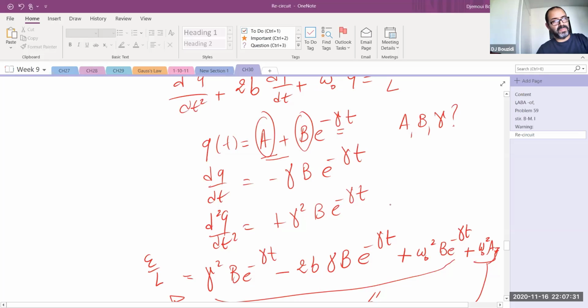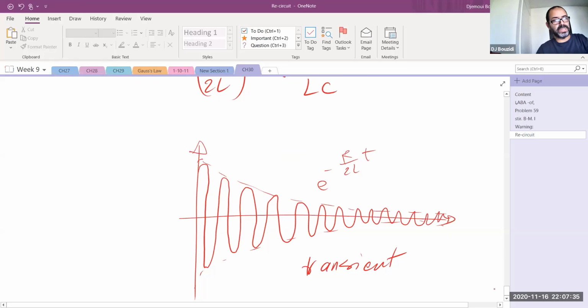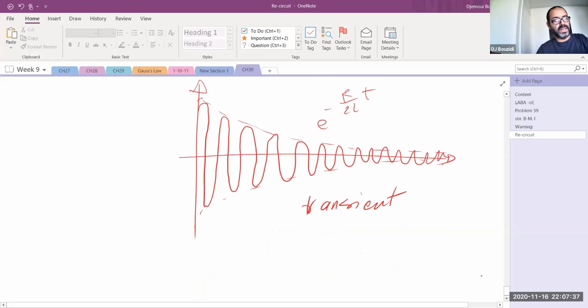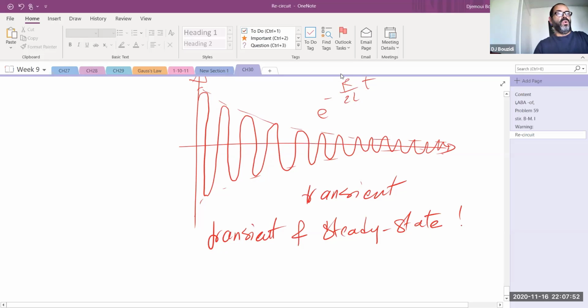Okay, we still have a couple of minutes. I'm going to promise to have more discussion in the lab about transient and steady state. And that's going to be our discussion point for this chapter, okay?